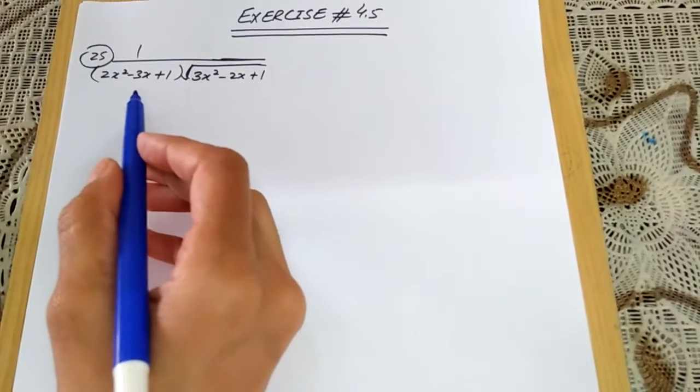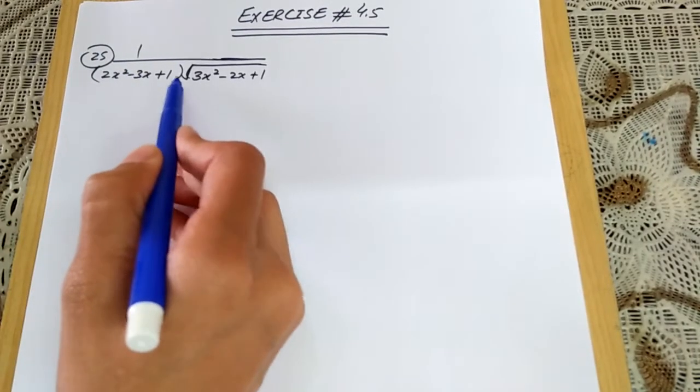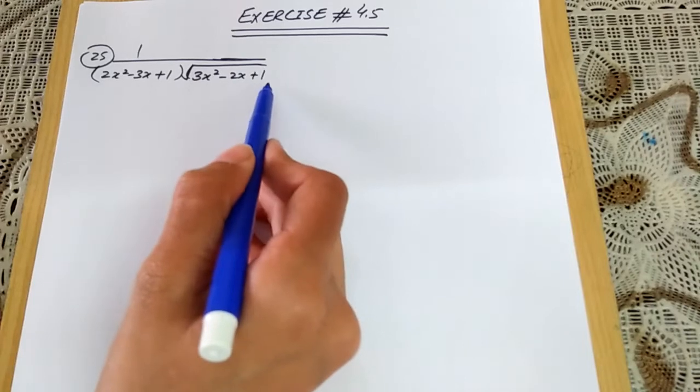Exercise 4.5, question number 25. We need to integrate this function, that is 1 over (2x² − 3x + 1) under root (3x² − 2x + 1).